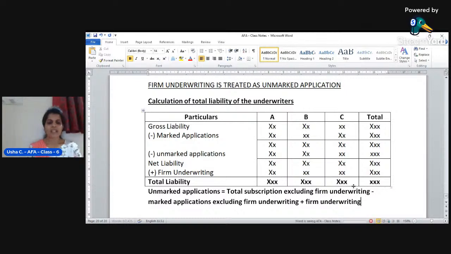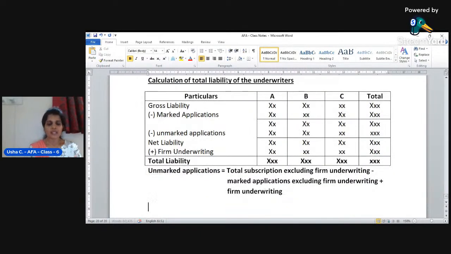This is the formula we use for calculation of unmarked application. What is the formula we use? Total subscription excluding firm underwriting minus marked applications excluding firm underwritings, then add firm underwriting. This is the formula we use for calculation of unmarked application. We'll do one problem now. It's problem number 2.